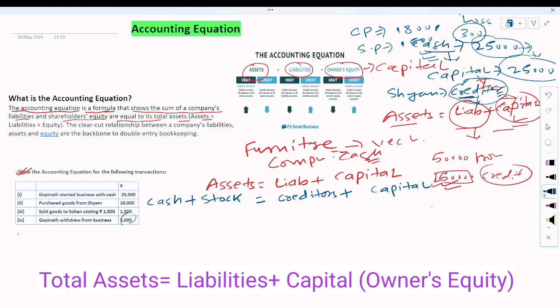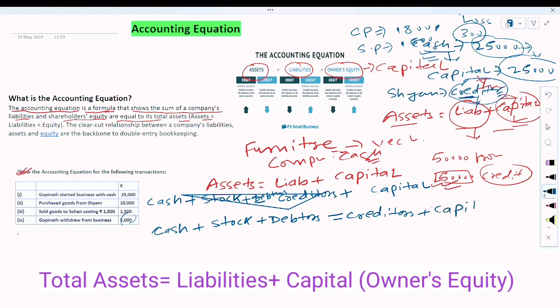Now one more thing is happening here: he is selling goods to Sohan. Selling goods on credit means a debtor account will also be created. So here are three things: cash, plus stock, plus debtor, is equal to creditors plus capital.